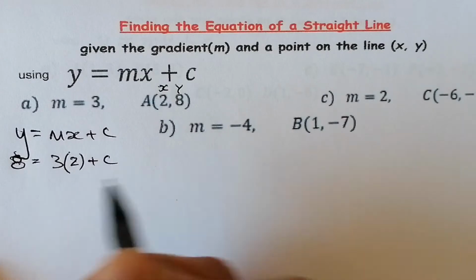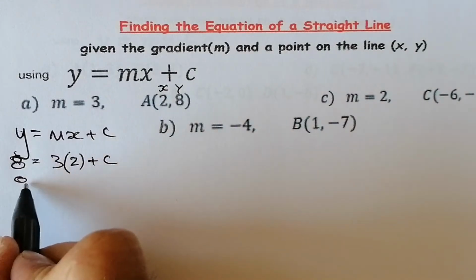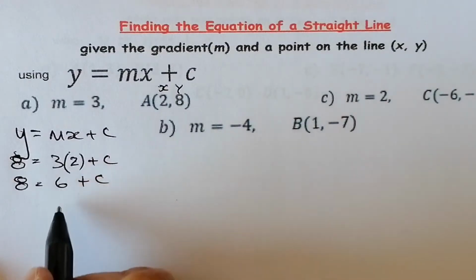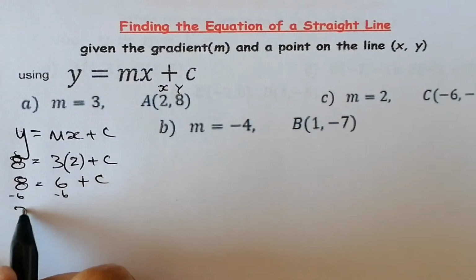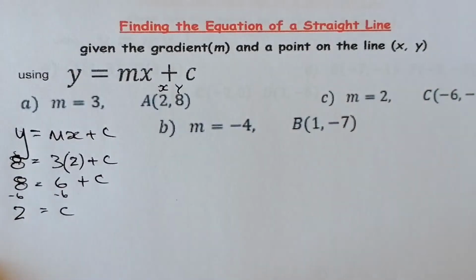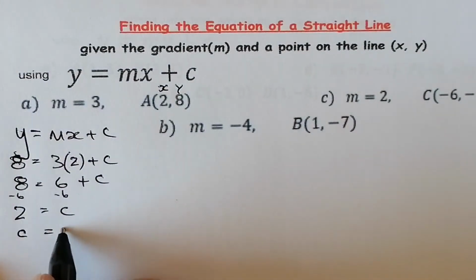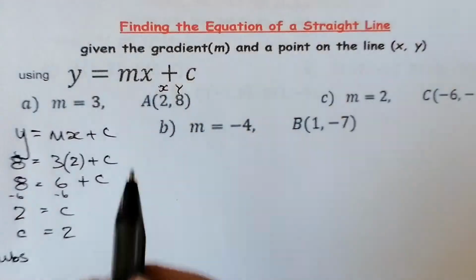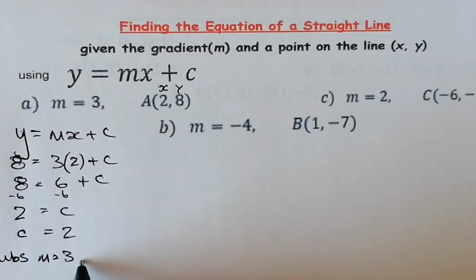If we're solving that equation, I'm going to multiply these bits together first. Then I'll take 6 away from each side. That'll leave me with 2 on this side, so c equals 2. Then I'm going to substitute the values I've got for my gradient and c. My gradient's 3 and my c value is 2, and all we're doing is back to what we started with on the previous slide. We're going to substitute these 2 values in there, and that will give me the equation of my line.